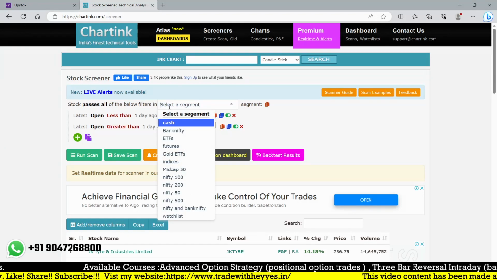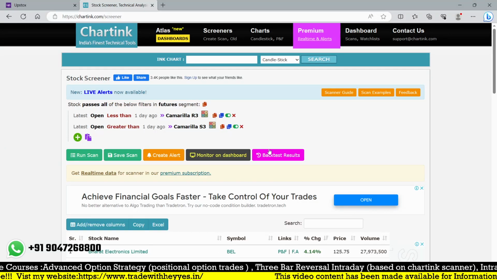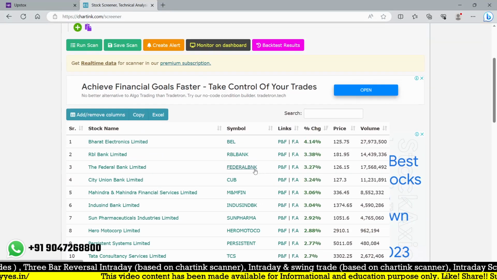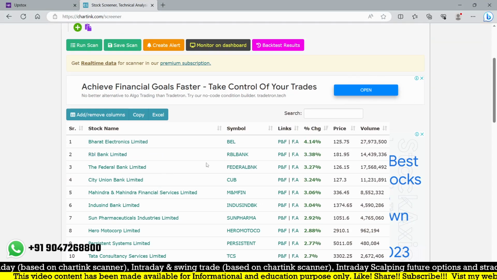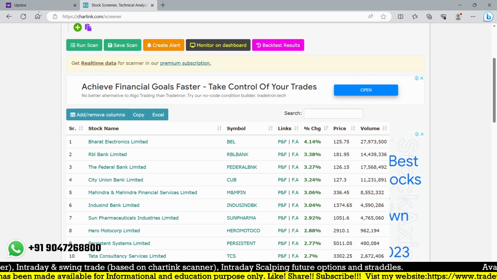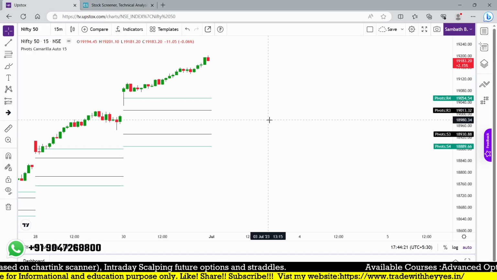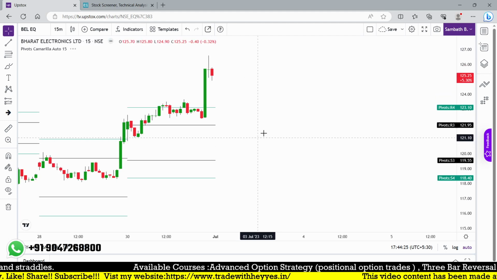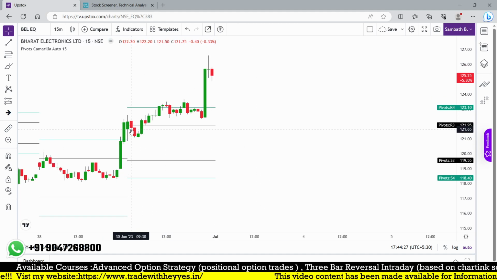If you are finding stocks, these are all the stocks. I don't want to go for cash stocks; I will go for F&O stocks. This many stocks are showing up, and we can add one more filter too. But right now, RBL Bank and Bharat Electronics, BEL. Let me check whether we are right or wrong. BEL, it must be open. Yeah, you can see there is the open.